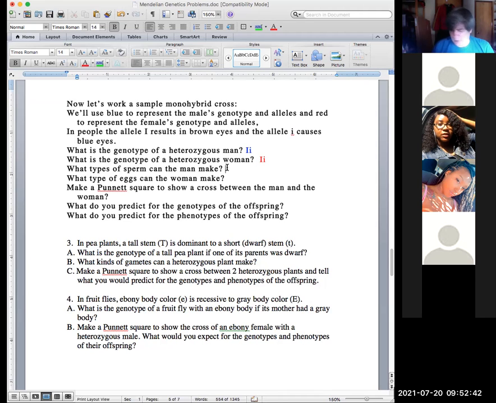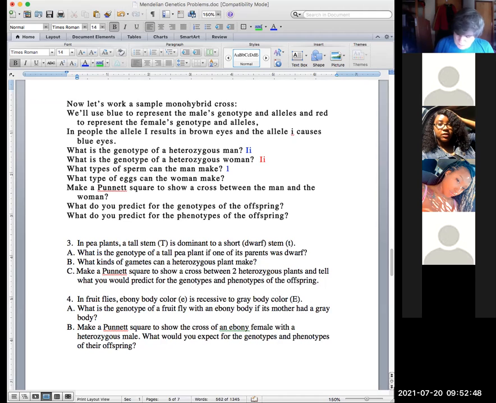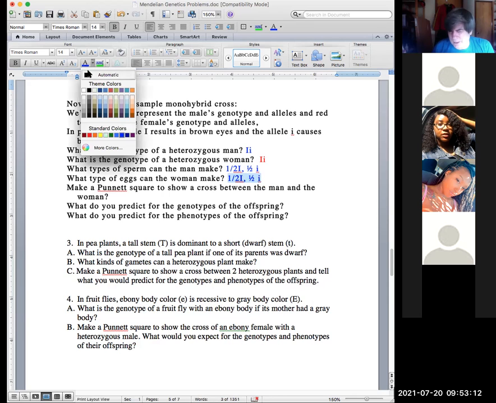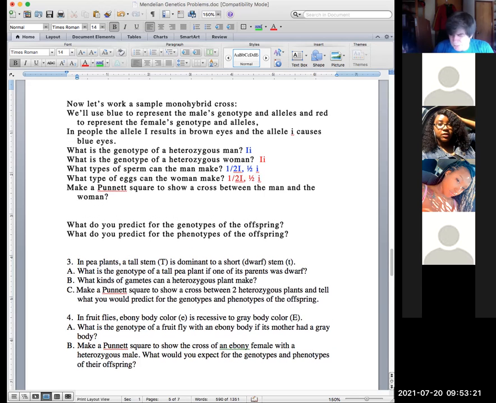What types of sperm can the man make? Half of his sperm carry a big I. Half of his sperm carry a little I. What type of eggs can the woman make? Well, she has the same genotype, so she's going to be able to make the same type of eggs. So I'm just going to copy and paste and change the color to red. Then it says make a Punnett square to show a cross between the man and the woman.